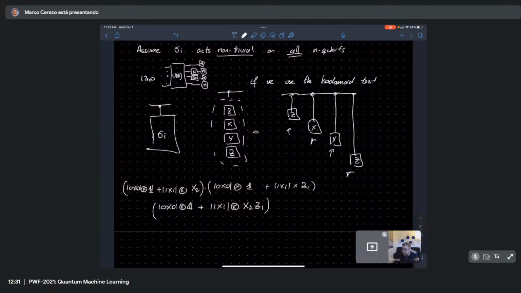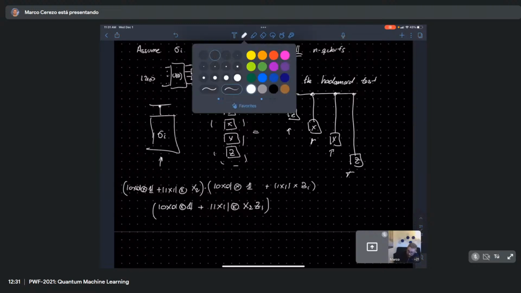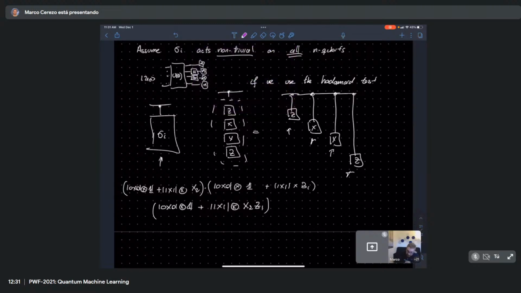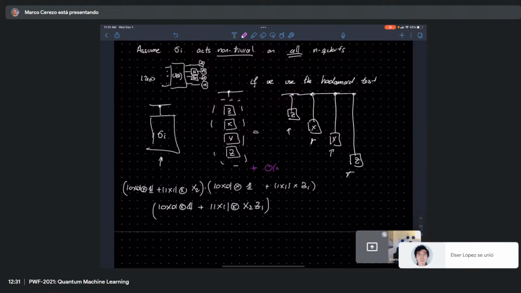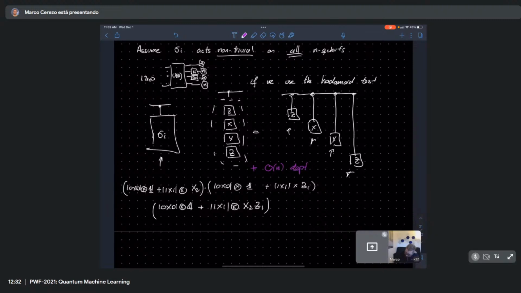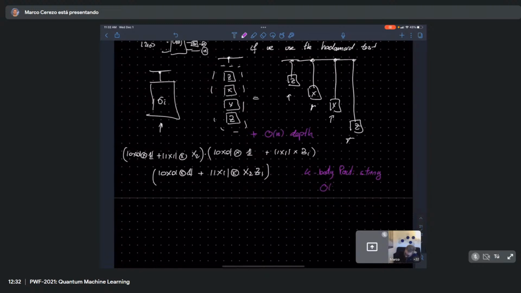So there is a way to avoid that exponential cost, at the cost of controlling those Paulis. This is resource analysis, so I'm going to use this color. You're going to get an additional order n in depth in the circuit. So the depth of controlling a K-body Pauli string, with Pauli as in the proper name, adds a depth of order n.